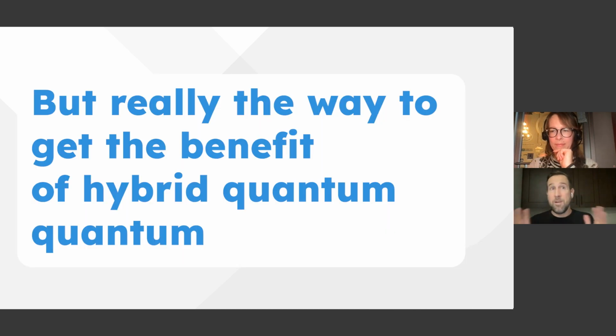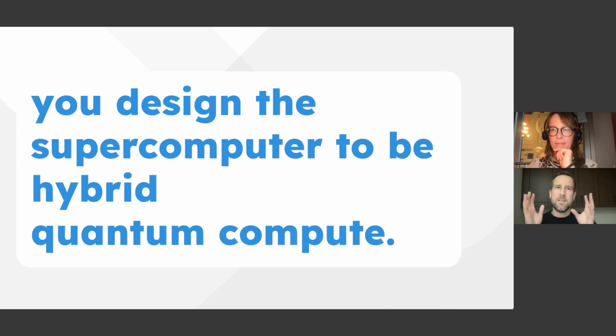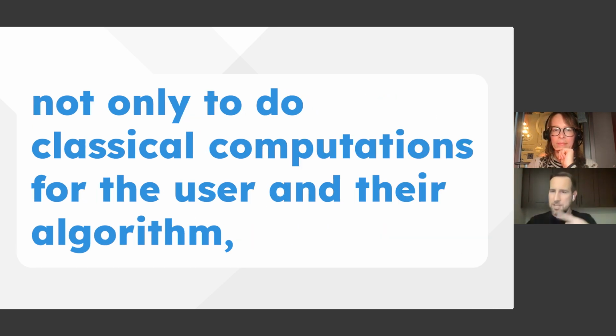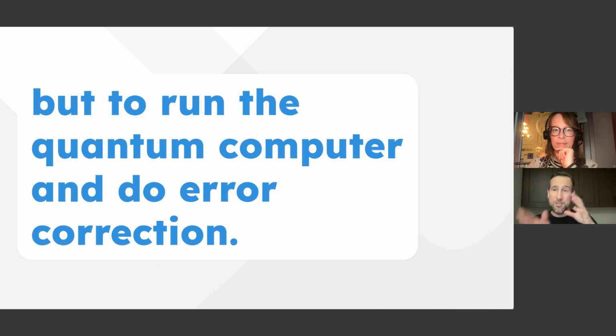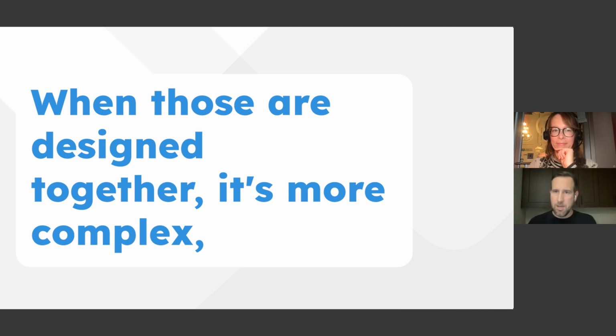But really the way to get the benefit of hybrid quantum computation is when you do a co-design. You design the data center, you design the supercomputer to be a hybrid quantum compute. So you need to be able to leverage your classical resources, not only to do classical computations for the user and their algorithm, but to run the quantum computer and do error correction. So that's where you're going to see the greatest efficiency when those are designed together.